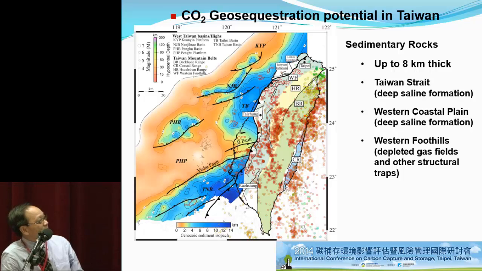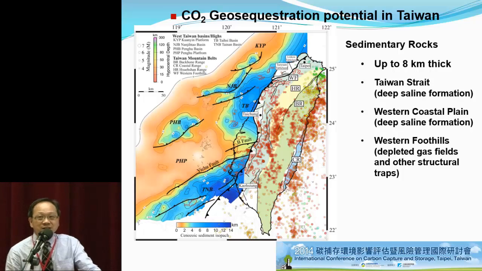And in between, we have the Beigang High. The Beigang High means that we have thinner sediments, and the basin means that we have thicker sediments. For the sediments, for example, this contour line shows 8 kilometers thickness of sediments. So the sediment thickness is enough for CO2 geosequestration. And this one also shows some active faults.